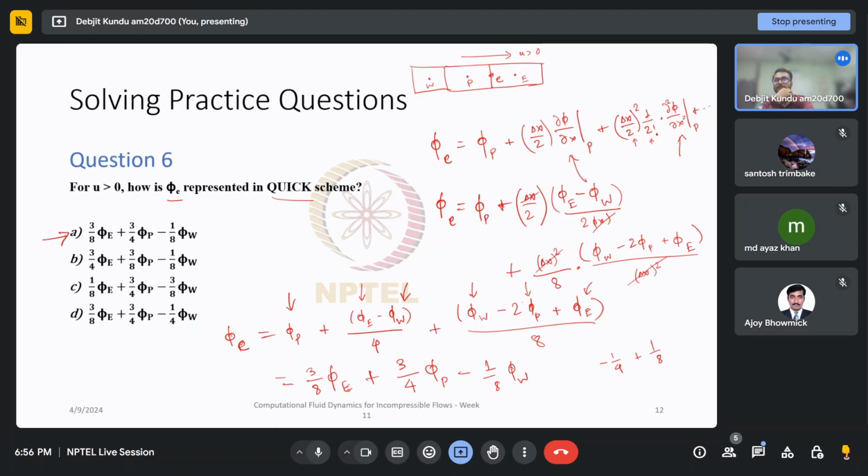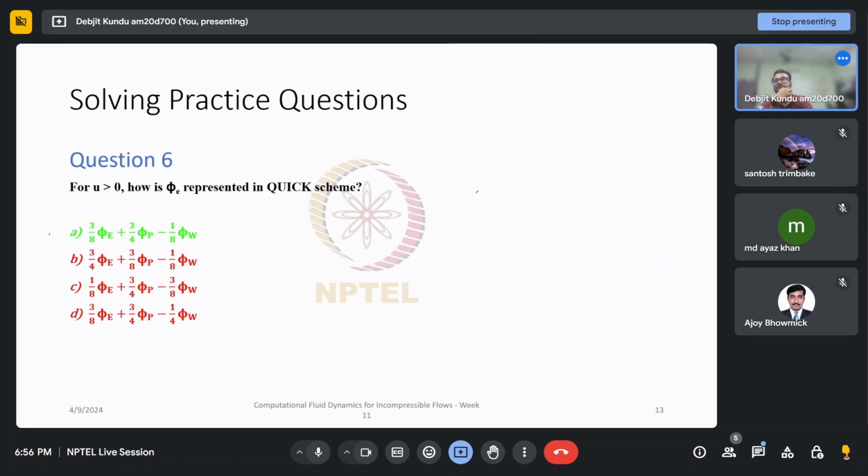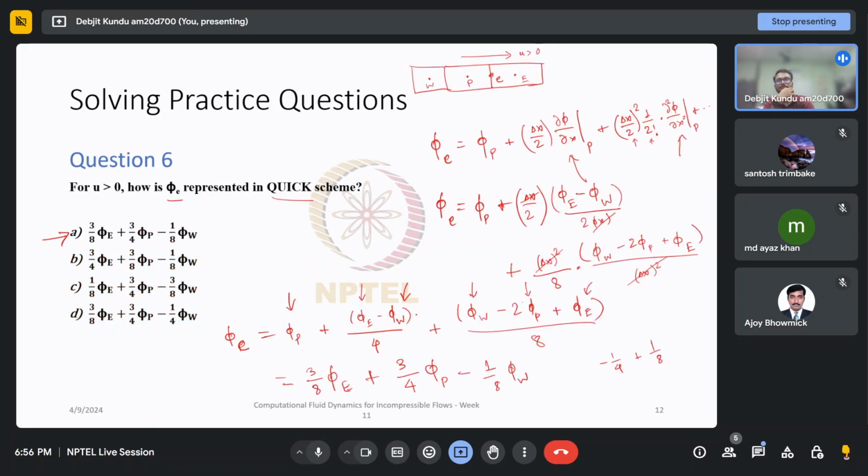Let's have a look at the solution. It is actually option A. So here's the solution, how to work this out. If you have any questions, please ask.